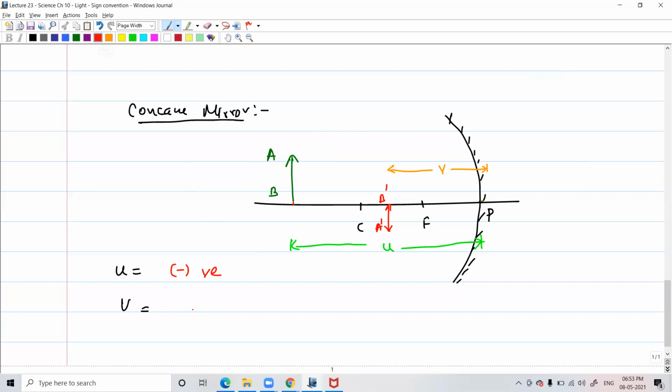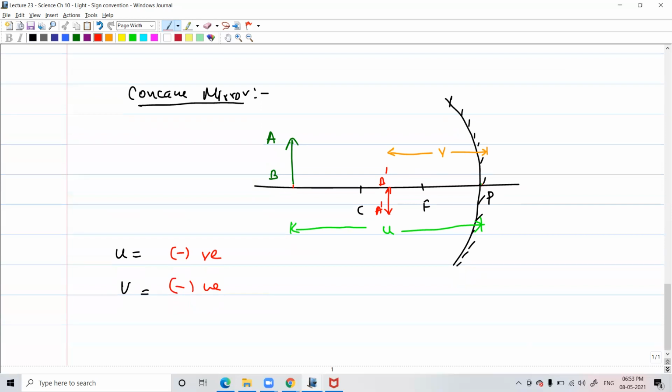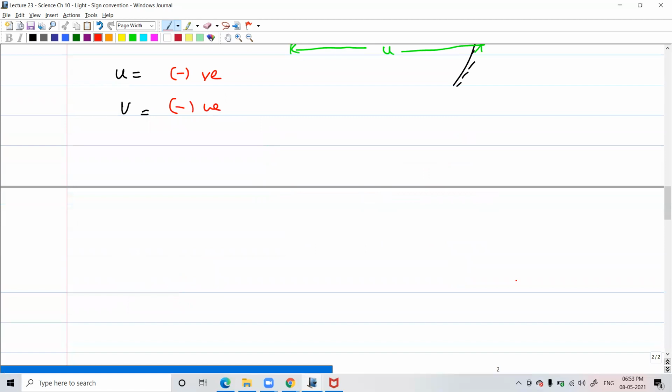But like you people said, sometimes when the object is kept... just hold on, please.